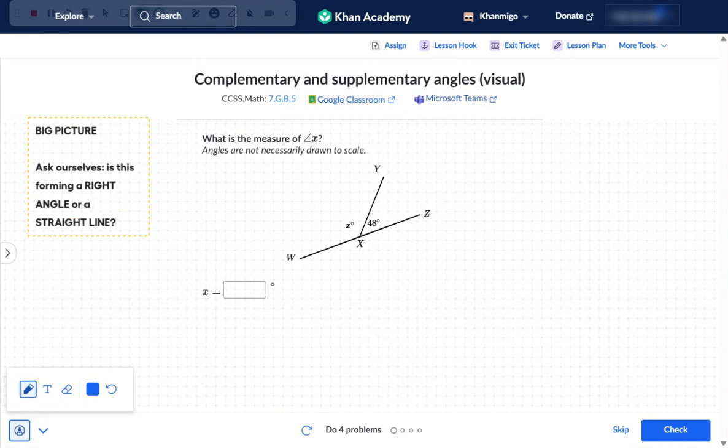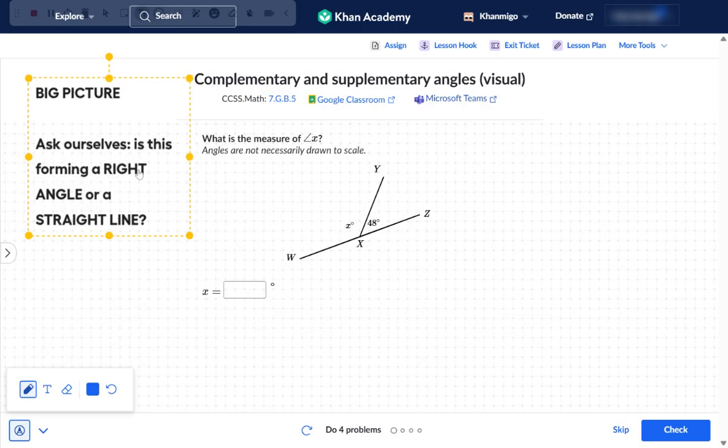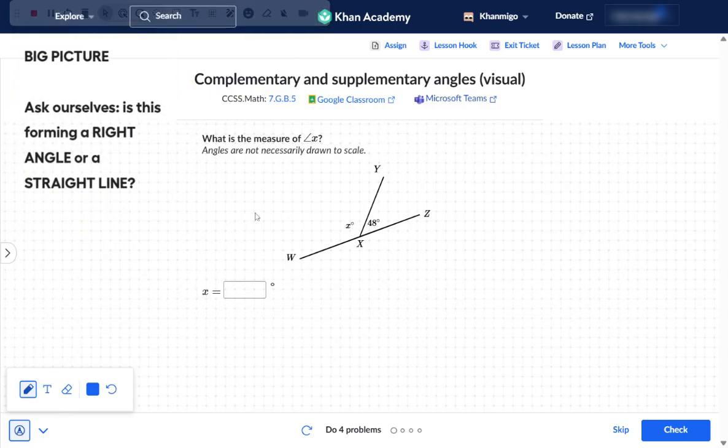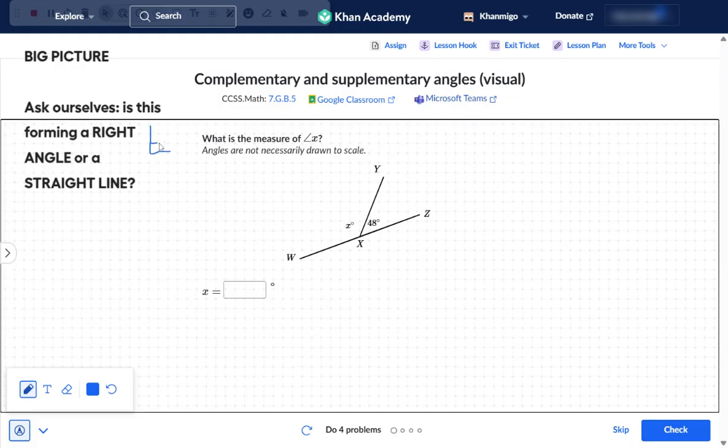These are the questions we're considering while we work through the problems. A right angle is going to look like this, a straight line something like that. I'm not seeing any boxes showing a right angle, but I do see a straight line here. WXZ is a straight line.